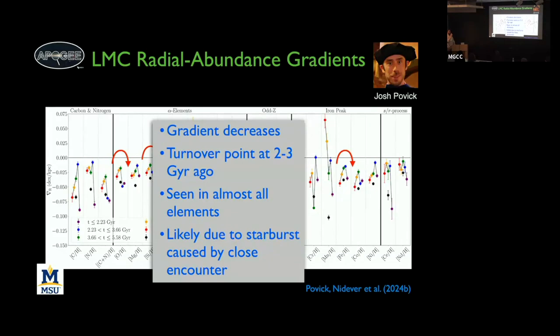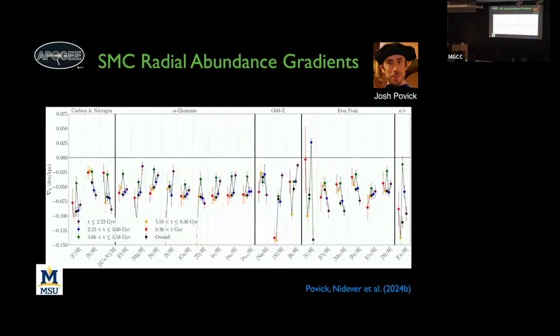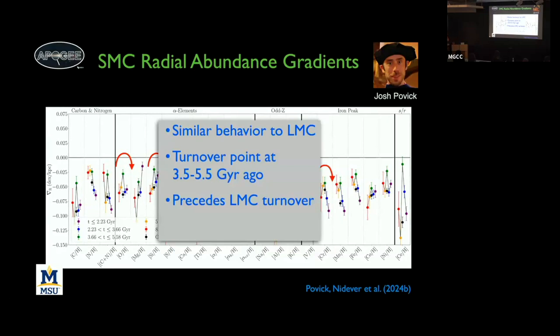So here, this is the LMC. And here's the same thing for the SMC. And it's a little bit more complicated. It's not quite as nice as the LMC, not as clear, but there are also various elements where you see a turnover. And if you try to figure out the age of that turnover, it seems to precede the LMC and be at about 3.5 to 5.5 gigayears ago, which I found a little bit surprising. I thought they would be the same age, but that's what comes out of the data.